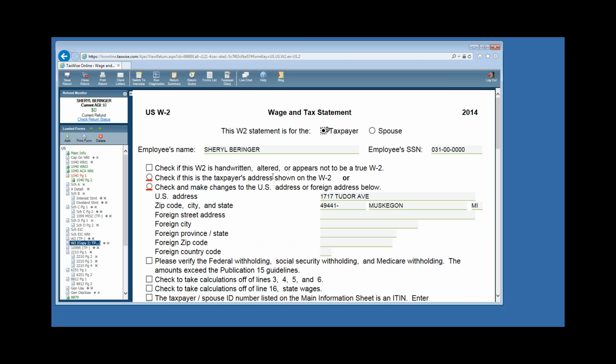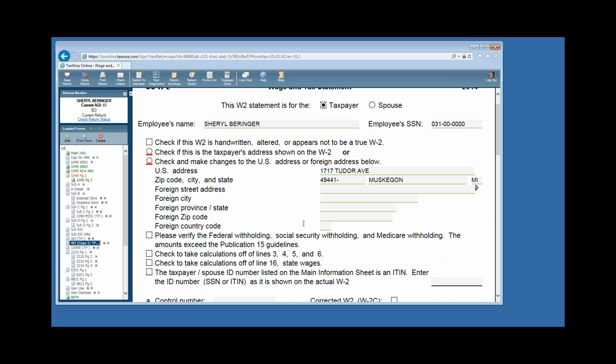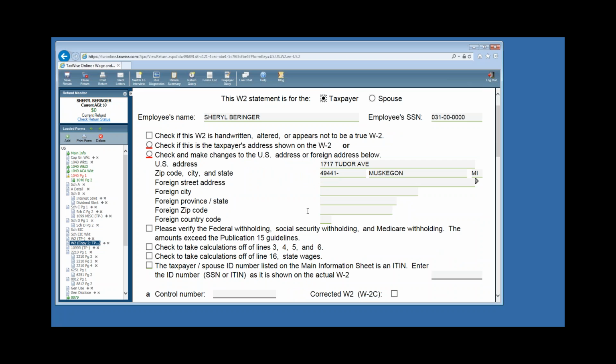and I'm looking at page 11 of that supplemental document because that's the W-2 that I'm going to access to get information from. First, you'll want to indicate if it's for the taxpayer or the spouse. It's obviously the taxpayer in this case. You'll see Cheryl's name and social security number and address flow right over from that main information sheet.